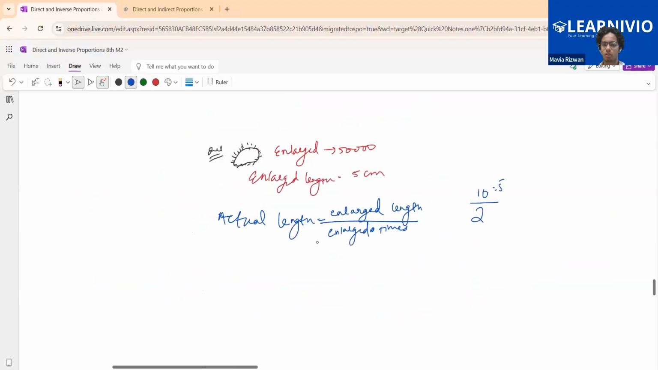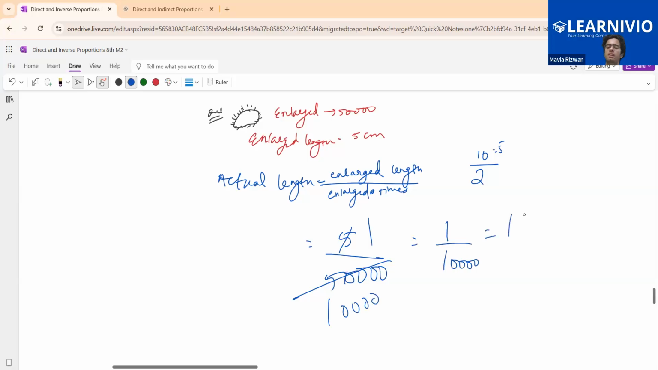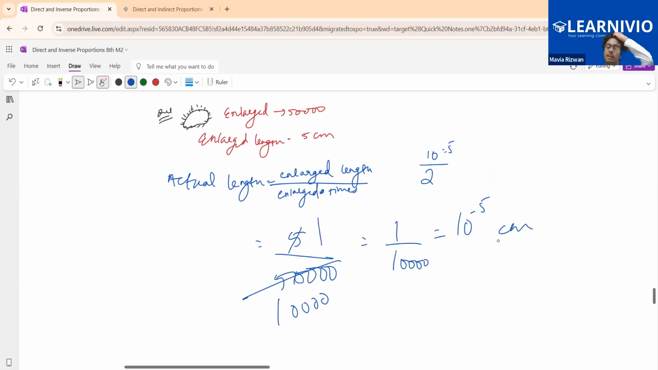So the enlarged length was 5 centimeters. It should be divided by 50,000 in order to get the actual length. This is 5 ones and this is 5 ones, 5 and 0, 0, 0, 0. So basically this is 1 by 10,000. You can say that it is 10 raised to the power minus 5 centimeters, the actual length of the bacteria. The bacteria is this small actually. First of all, is this clear, guys? We can say it is 0.00001. This is the actual length of the bacteria.